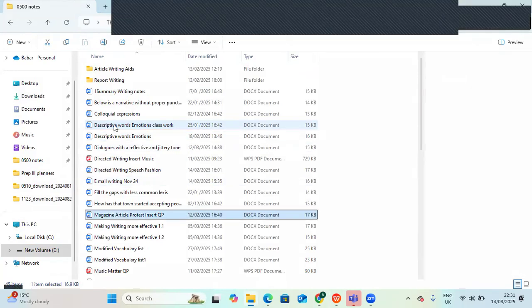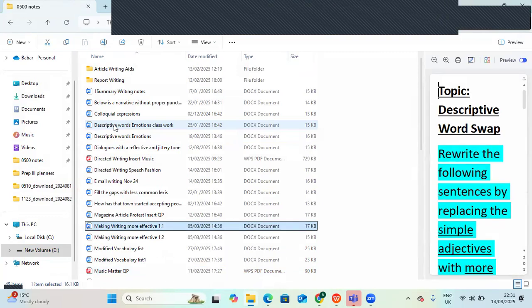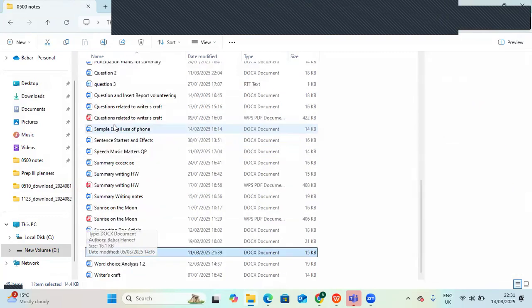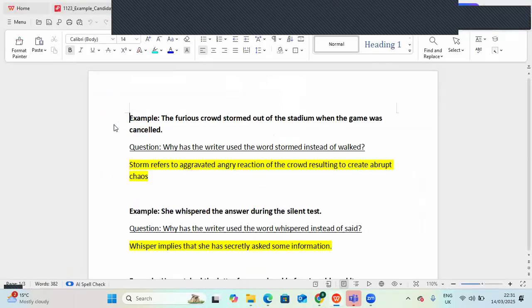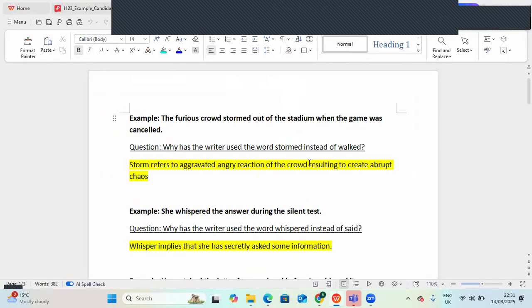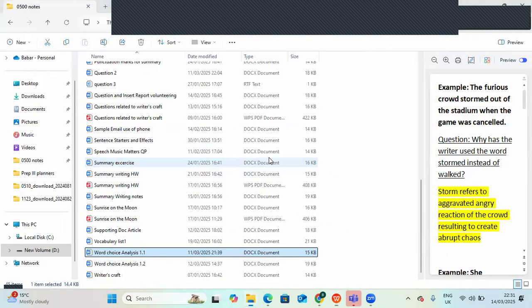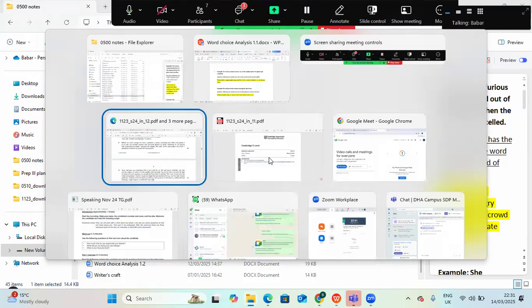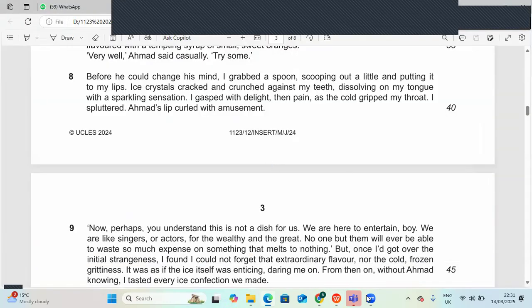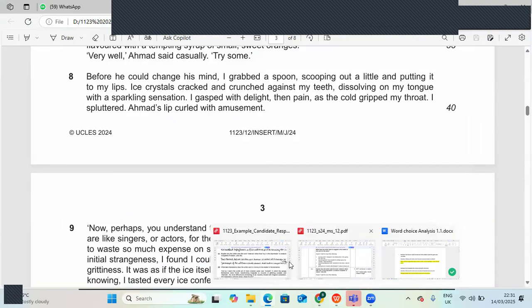So I'm just opening the same file, marking, writing, word analysis, word choice analysis. You should look through the notes that I have given you. Look at this one: the furious crowd stormed out of the stadium when the game was cancelled. Why has the writer used the word stormed instead of walked? Storm refers to the aggravated, angry reaction of the crowd, resulting in abrupt chaos. Similarly, you have a question in the paper. Where is it? All right, here it is.